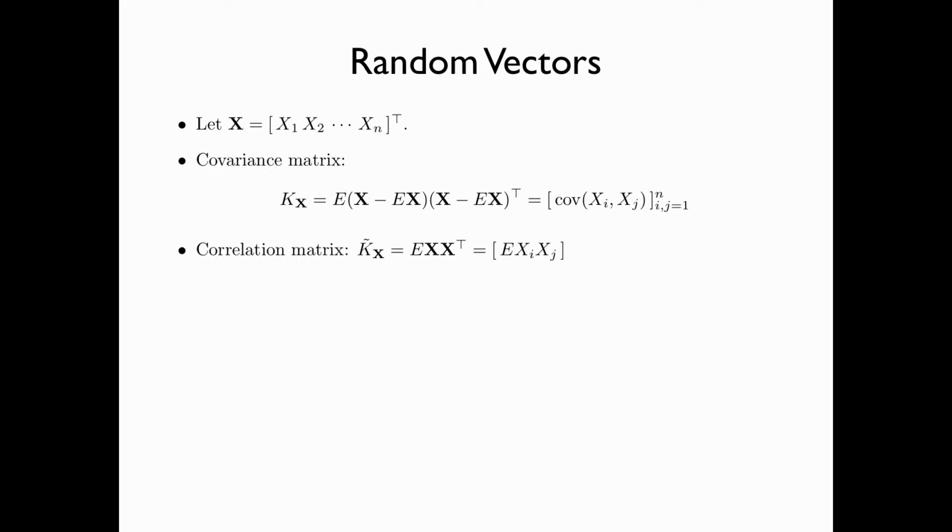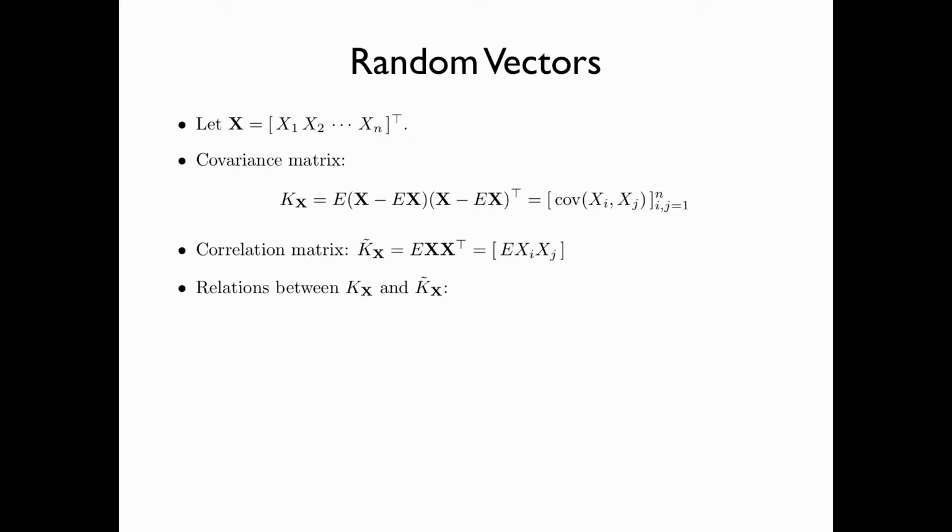In a similar fashion, we define the correlation matrix K tilde of the random vector X as the expectation of X and X transpose. This is an n by n matrix with the ijth element equal to the expectation of xi times xj.